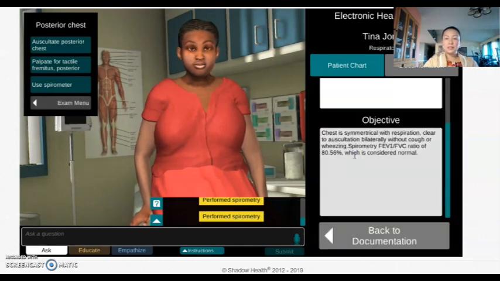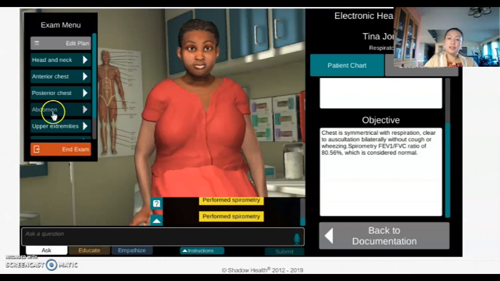Okay, my synopsis for the respiratory and cardiovascular system. Chest is symmetrical with respiration, clear to auscultation bilaterally without cough or wheezing. Spirometry, forced expiratory volume 1 against forced vital capacity ratio of 80.56, which is considered normal.